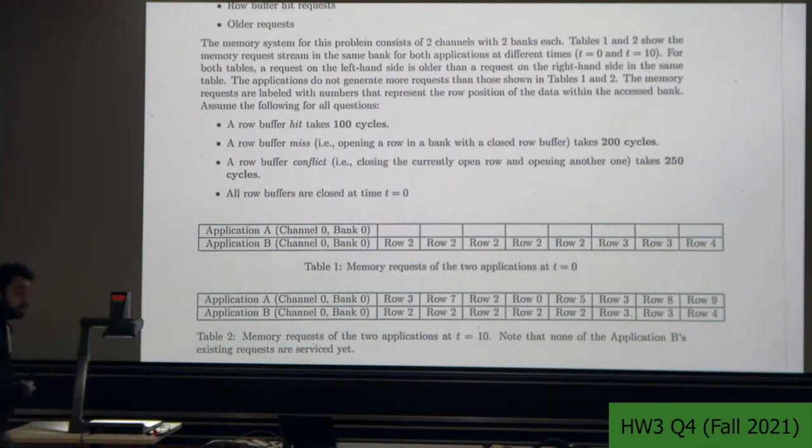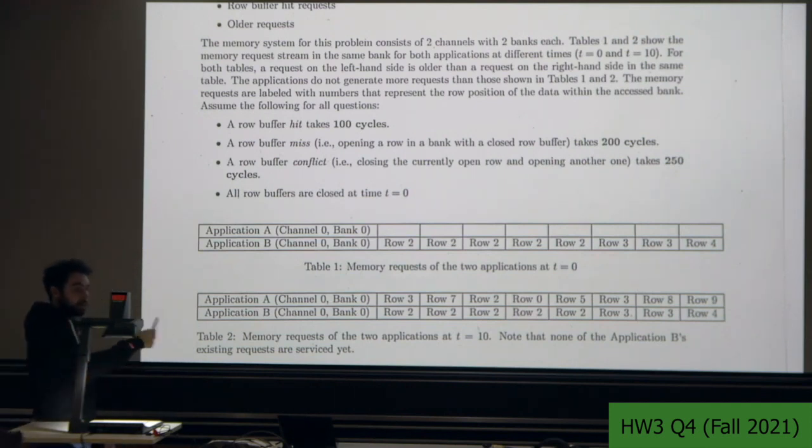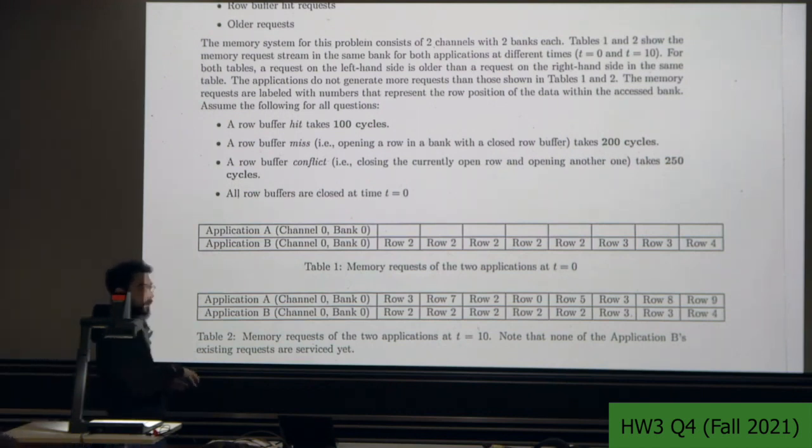A row buffer hit costs 100 cycles, a row buffer miss costs 200 cycles, and a row buffer conflict, which means that we need to precharge first and then activate another row, costs 250 cycles. All row buffers are closed at t equals 0. As we see at t equals 0, we have application B, which means that application B is the oldest one. It already has its requests in the buffers.